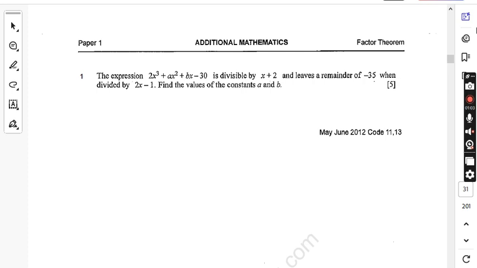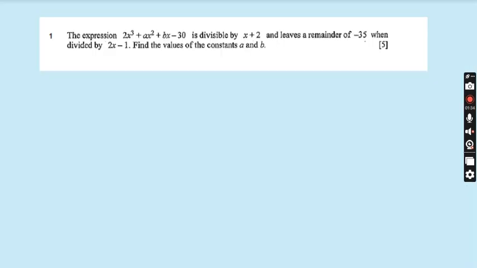So let's start past papers of the topic factor and remainder theorem. Question number 1. The expression 2x cube plus ax square plus bx minus 30 is divisible by x plus 2 and leaves a remainder of minus 35 when divided by 2x minus 1. Find the values of the constants a and b. 5 marks question, came in May June 2012, paper 1-1 and 1-3. Let's start.